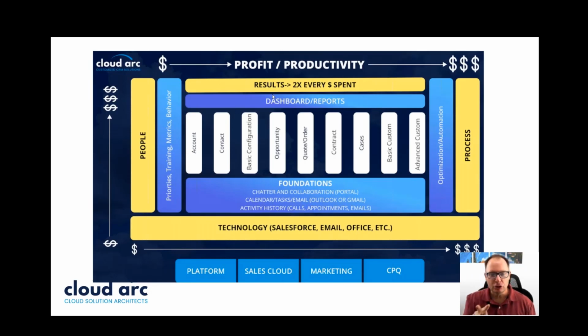Now, what that 2x result sort of forces us to look at is, if I'm spending $100,000 on Salesforce, am I generating $200,000 in result or value? And if I'm not, what am I generating? And if I'm only generating, let's say, $100,000 in result and I'm spending $100,000, can I dial my spending down closer to $50,000 so I'm in that 2x range again?